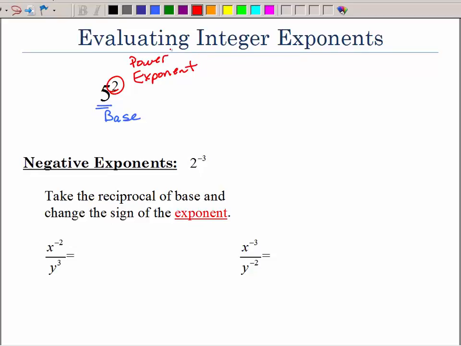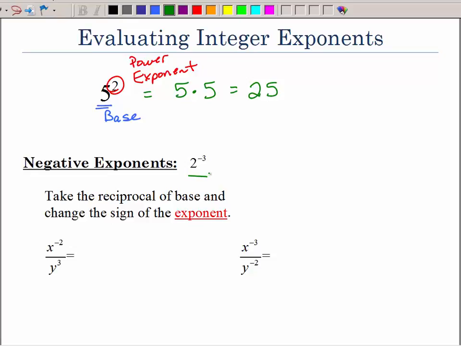So what does 5 squared mean? Well, hopefully you remember that means 5 times 5, which is 25. So we have a base and we have an exponent. Let's talk about negative exponents. What does 2 to the negative 3 mean?